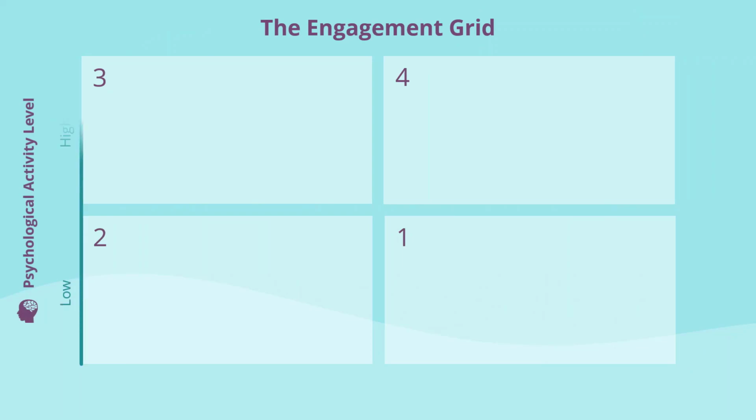To better understand engagement, let's take a look at the engagement grid. On one axis, we have psychological activity level, and on the other axis, we have behavioral activity level.